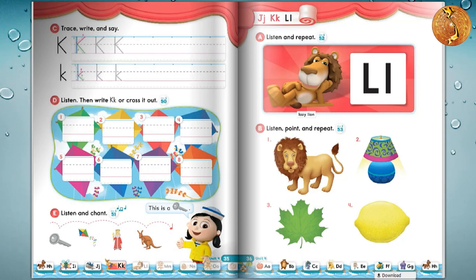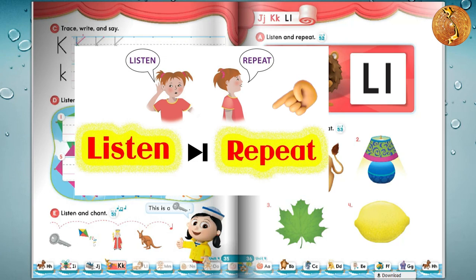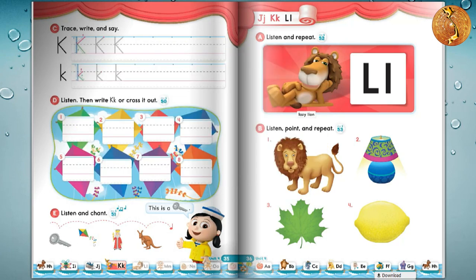Page 36. B. Listen, point, and repeat. 1. Lion. 2. Lamp. 3. Leaf. 4. Lemon.